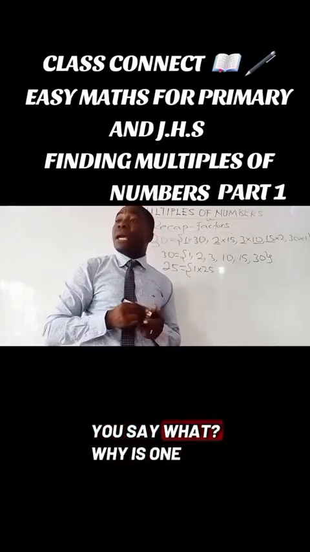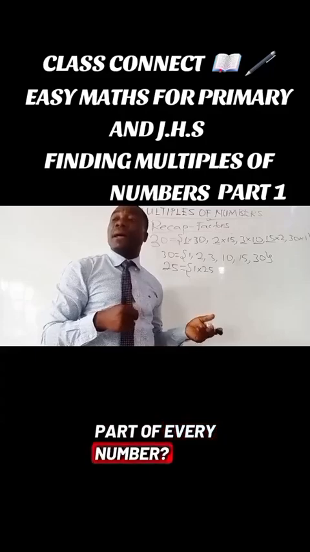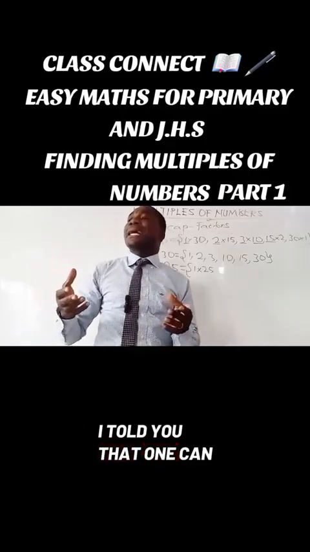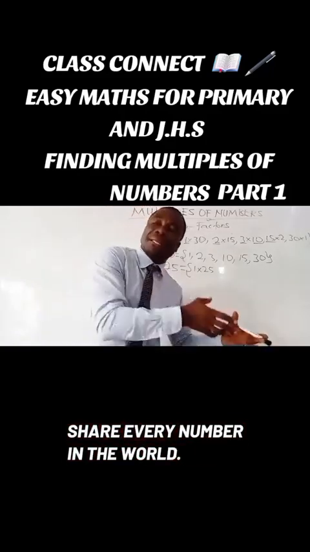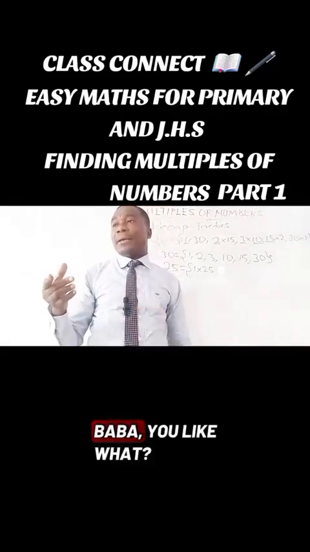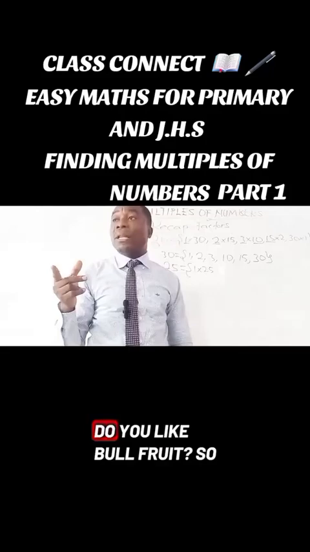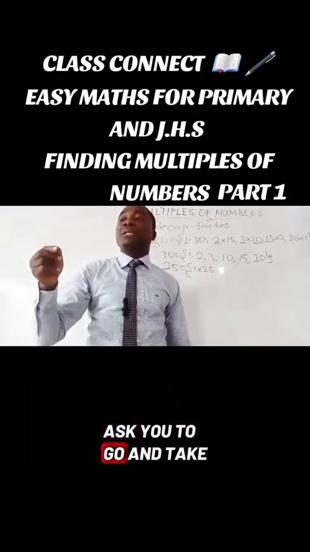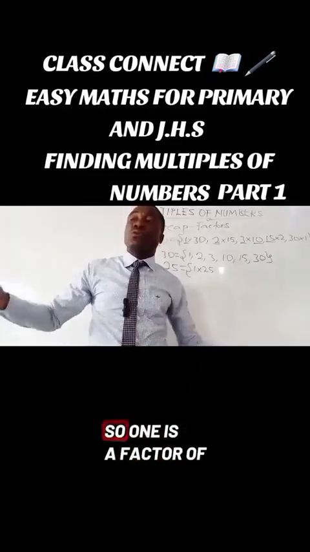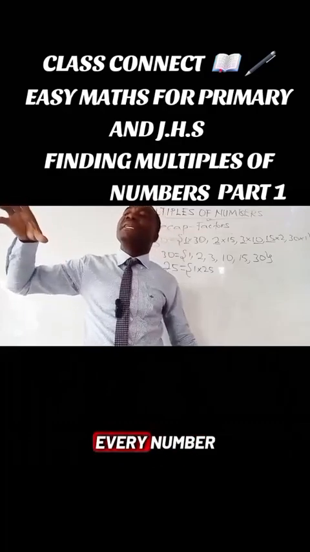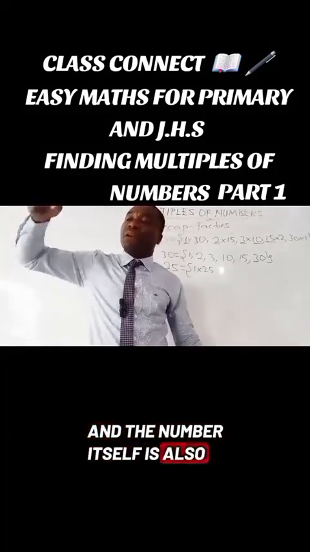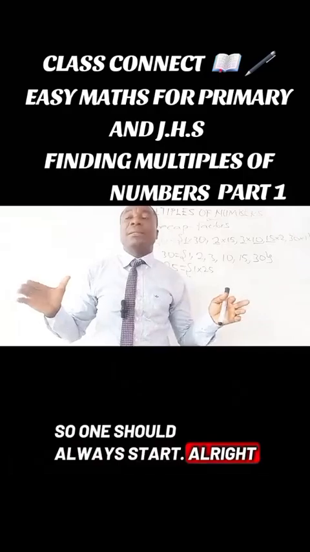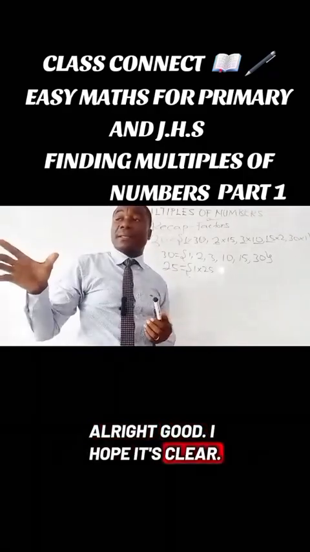Baba, what are you saying? Why is 1 part of every number? I told you that 1 can divide every number in the world. Assuming you have 20 table fruit and Baba asks you to go and take the table fruit, you take all the table fruit. So 1 is a factor of every number, and the number is also a factor of itself. So 1 should always start. I hope it's clear.